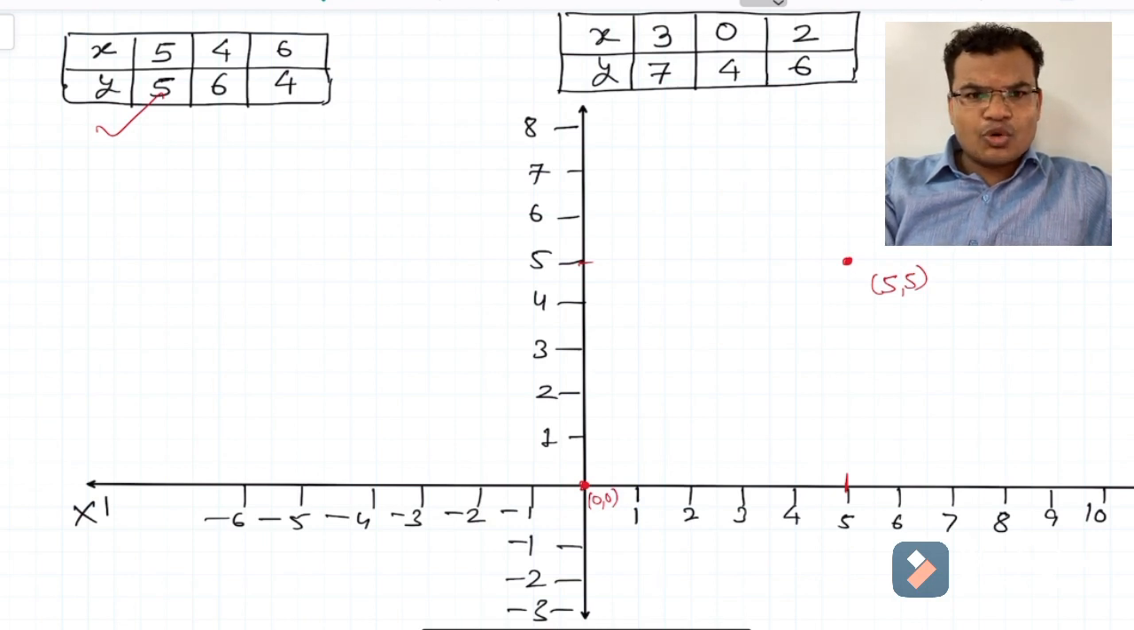Second point is 4, 6. We know that 4 is x. So where is the 4? Yes, just on the x-axis 4 is here. I am writing here 4, 6. Right. So where is the 6? 6 on the y-axis and 4 on the x-axis. So 4 and 6 intersecting point we will get, this is 4, 6, the second point.